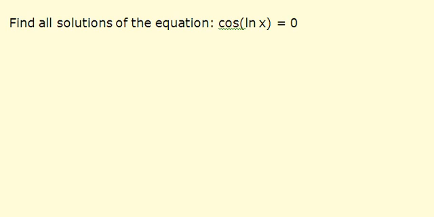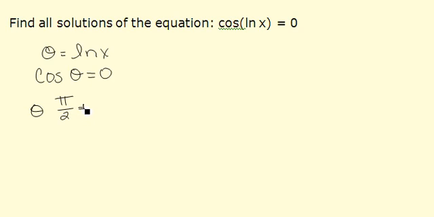In this problem, we're asked to find all solutions of the equation cosine of ln of x is equal to 0. Therefore, letting theta equal the ln of x, we are looking for solutions where the cosine of theta is equal to 0. Cosine of theta is equal to 0 at every odd multiple of pi over 2, 3 pi over 2, and so forth. This would give us theta is equal to pi over 2 plus n pi. We would need to take this and now substitute for theta being the ln of x.